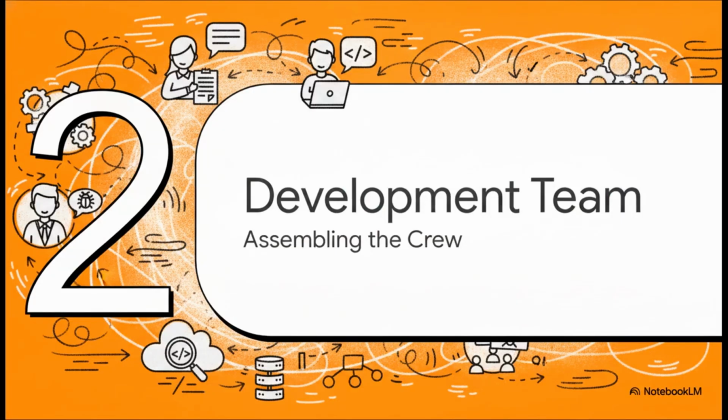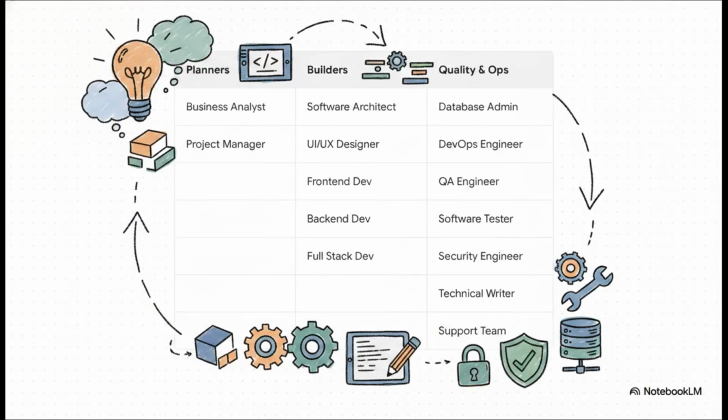Moving right along to Phase 2, meet your development team. It's time to assemble the crew. Okay, so we've got our playbook. Now let's look at the actual people, the 14 essential roles that make up this team hierarchy. Instead of just giving you a dry list, look at how these roles group into functional squads.